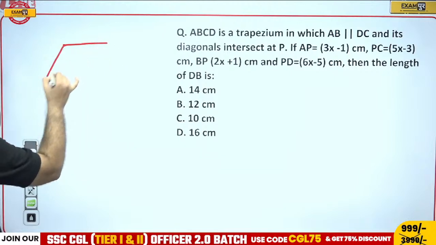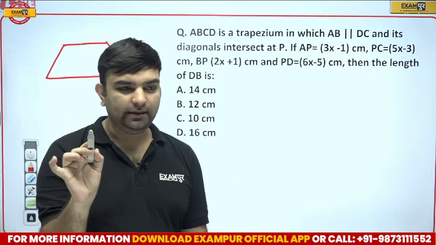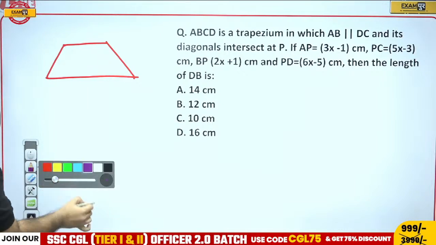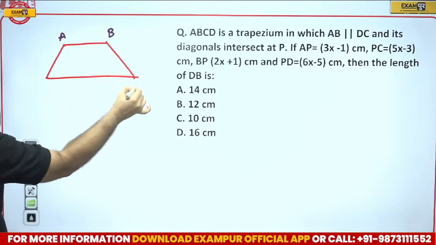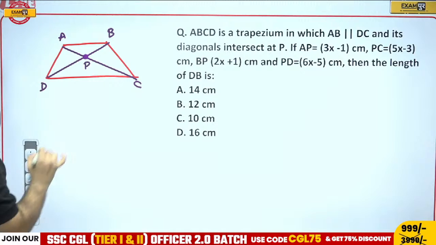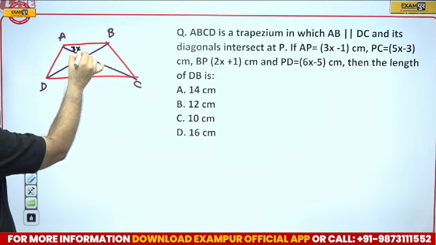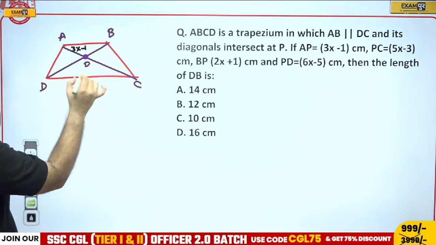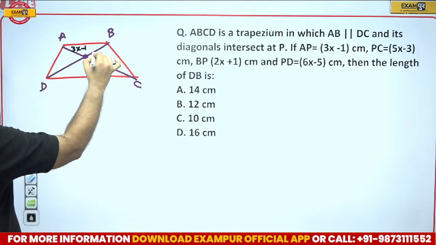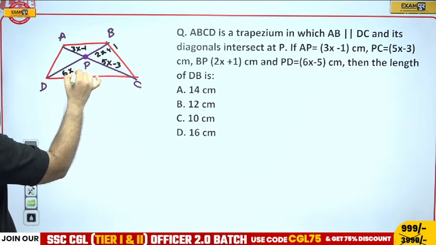ABCD is a trapezium. AB is parallel to DC. Its diagonals intersect at P. AP is 3x minus 1. PC is 5x minus 3. BP is 2x plus 1. And PD is 6x minus 5.